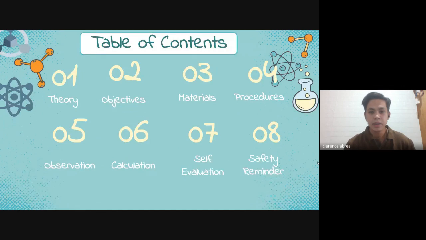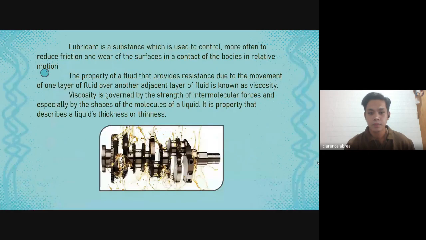So first, let's proceed to the theory of this laboratory experiment. A lubricant is a substance which is used to control, more often to reduce, friction and wear of the surfaces in the contact of the bodies in relative motion. The property of a fluid that provides resistance due to the movement of one layer of fluid over another adjacent layer of fluid is known as viscosity. Viscosity is governed by the strength of intermolecular forces and especially by the shapes of the molecules of a liquid. It is a property that describes a liquid's thickness or thinness.